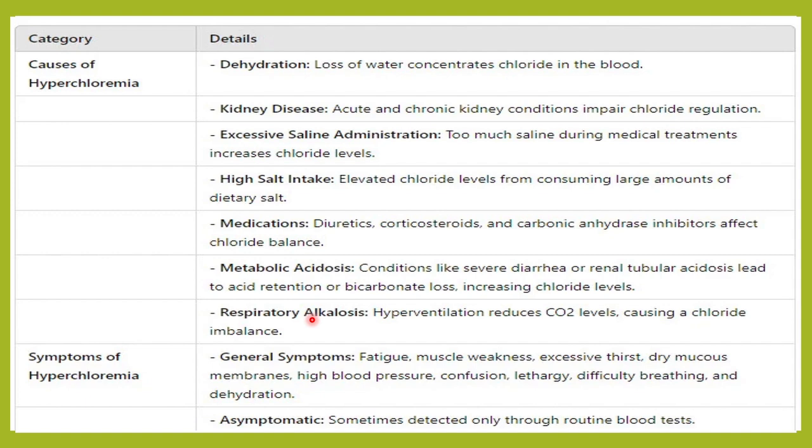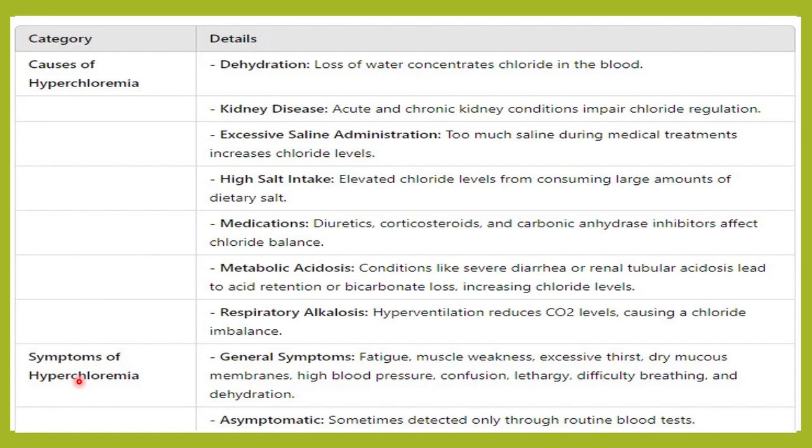Respiratory alkalosis. Whenever there is hyperventilation, the patient will have reduced carbon dioxide level. So that causes the chloride imbalance in respiratory alkalosis. So these are all the causes of hyperchloremia. It could be dehydration, kidney disease, excessive saline or salt intake, certain medications, metabolic acidosis, and respiratory alkalosis that can cause hyperchloremia. So what are the symptoms of hyperchloremia?